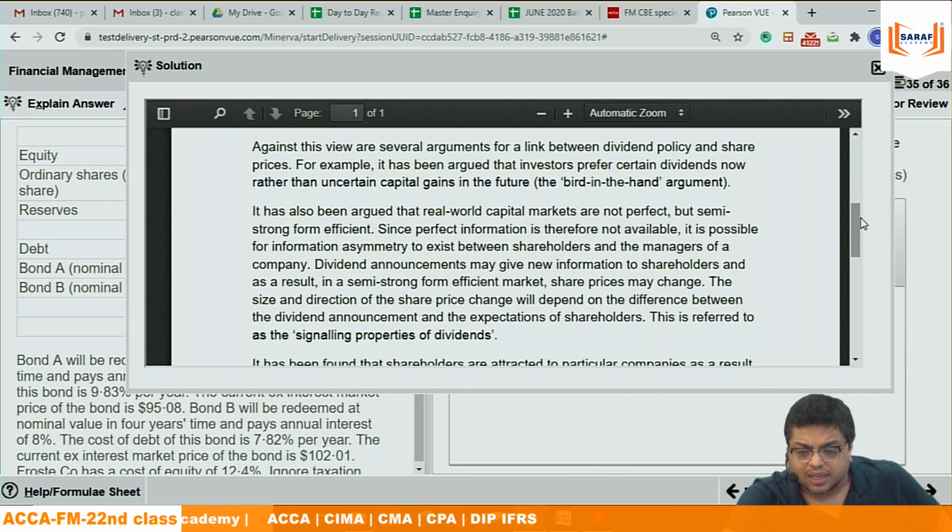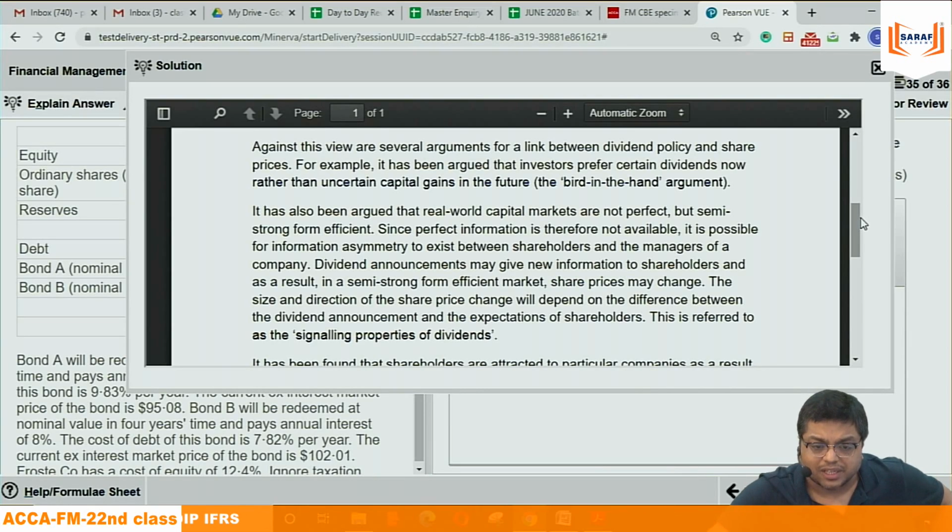And as a result, in a semi-strong form efficient market, share prices may change. The size and the direction of the share price change will depend on the difference between the dividend announcement and the expectation of the shareholders. This is referred to as signaling effect, signaling theory.